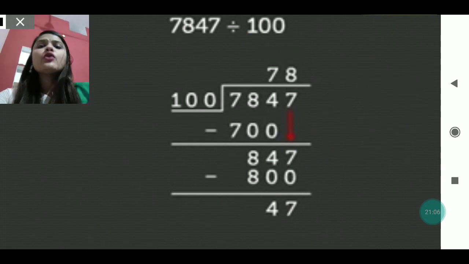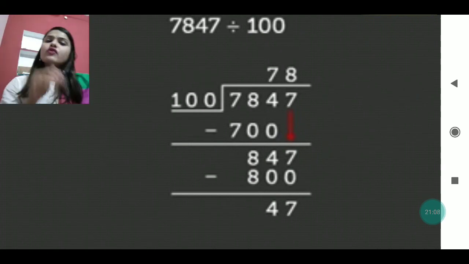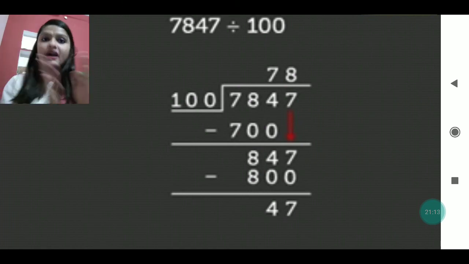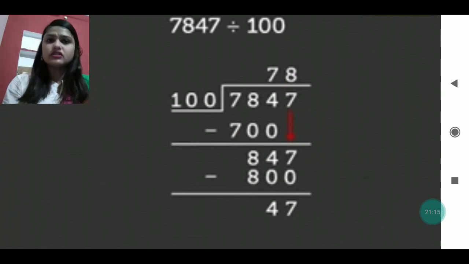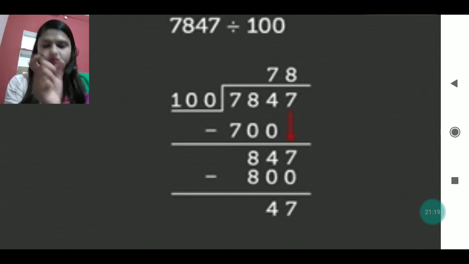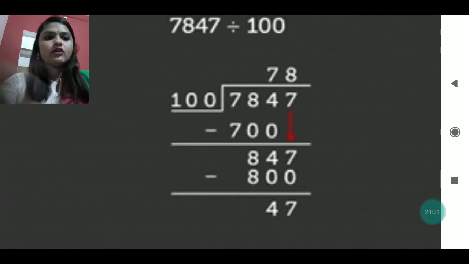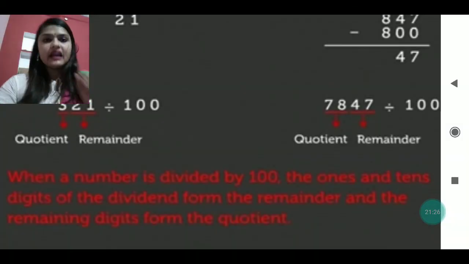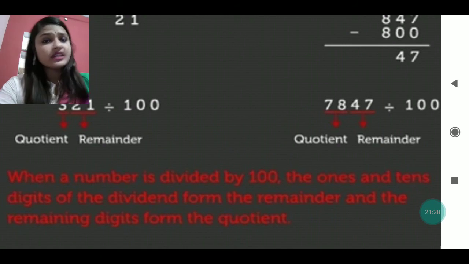Two questions, my dear, I am solving from each. Two examples I am giving from 10, from 100, and now we are going to move to 1000. But before moving to 1000, some important points I would like to discuss with you also. Please just read the lines, the red line which is given downside.